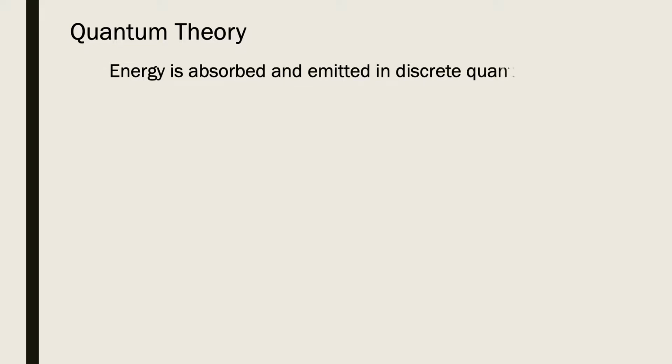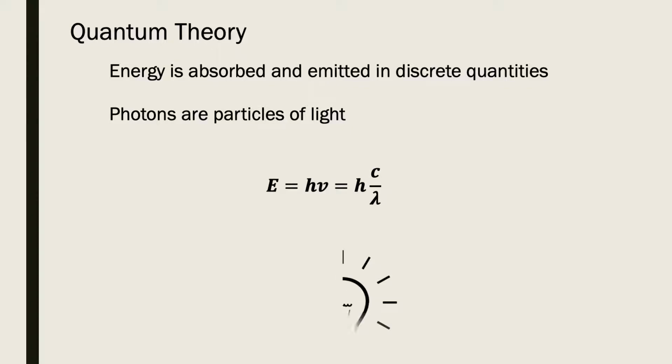Our current understanding of atoms and molecules and their absorption and emission of energy is based on quantum theory. Energy is absorbed and emitted in discrete quantities known as quanta. These quantities are in packets known as photons. This understanding treats light as a particle instead of a wave and can be represented by this equation. Energy equals Planck's constant times velocity.